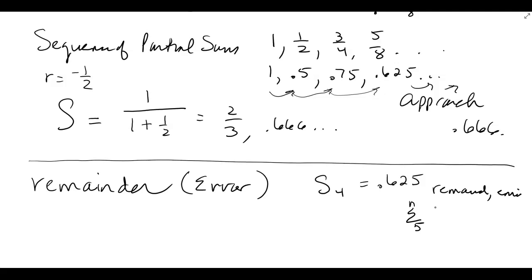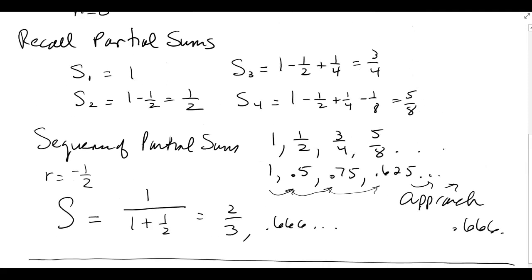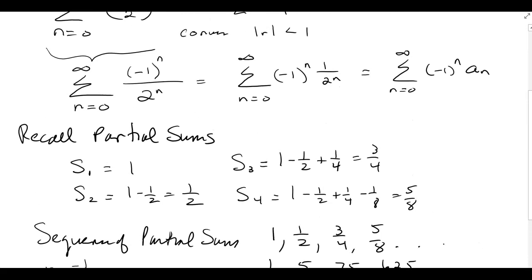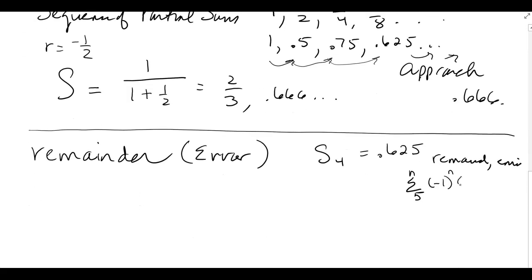And the idea here, and this was what? -1 to the n times 1/2 we were working with, right? Yeah, 1 over 2 to the n. So that's our remainder, right?